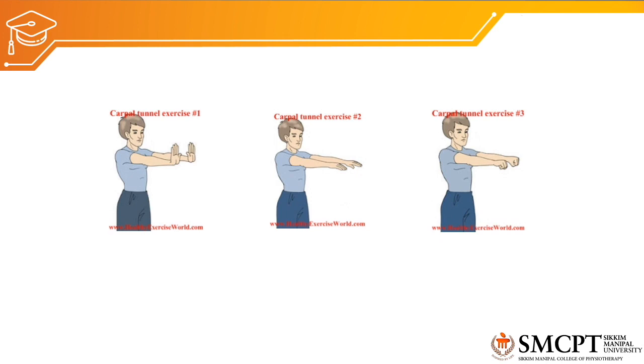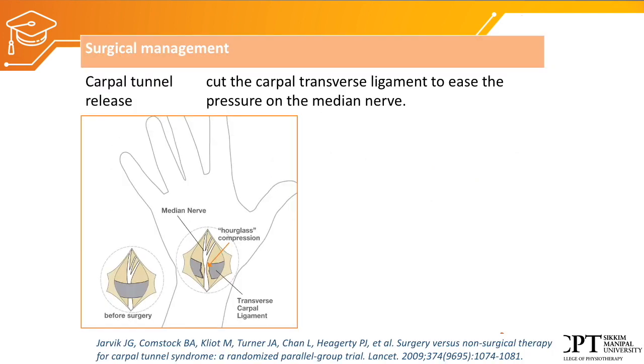Nerve gliding techniques for reducing compression of the median nerve at the carpal tunnel area. So it is very simple. The patient just needs to extend and flex the wrist while the arm is flexed to 90 degrees. The surgical procedure for carpal tunnel is the carpal tunnel release, where the carpal transverse ligament is cut to ease the pressure on the median nerve.